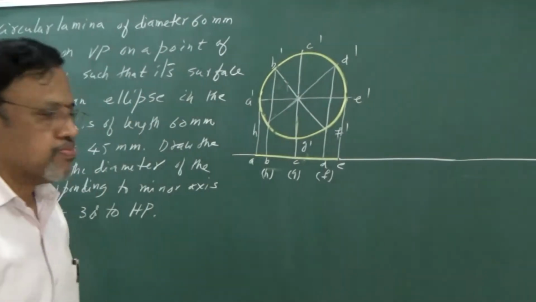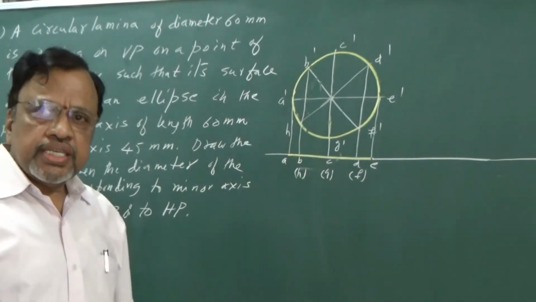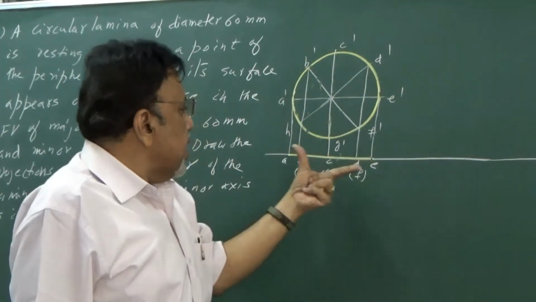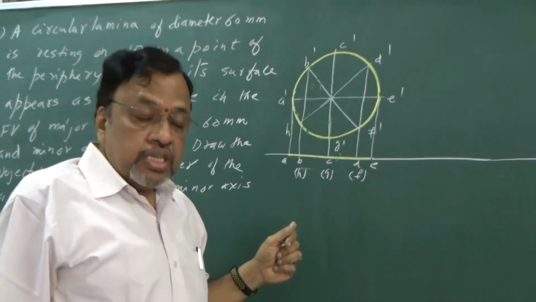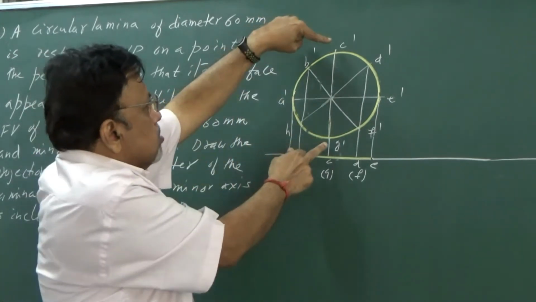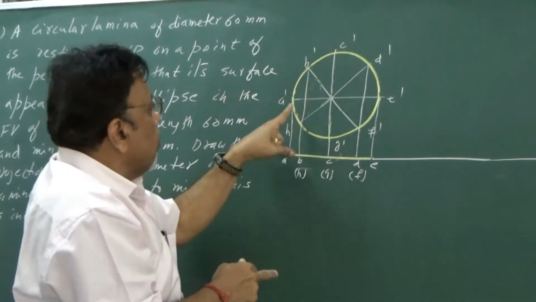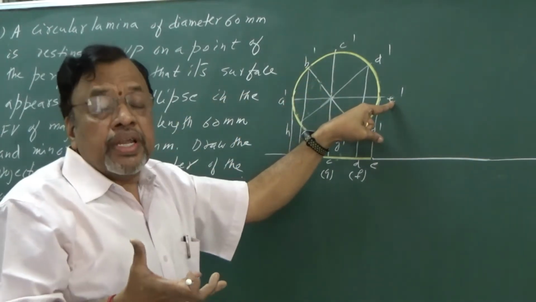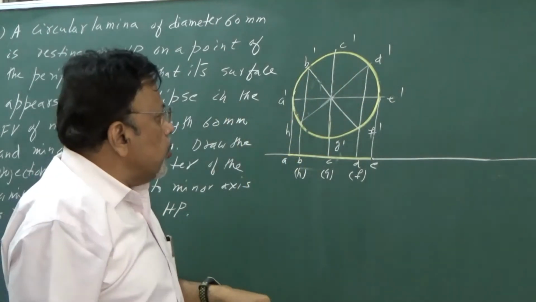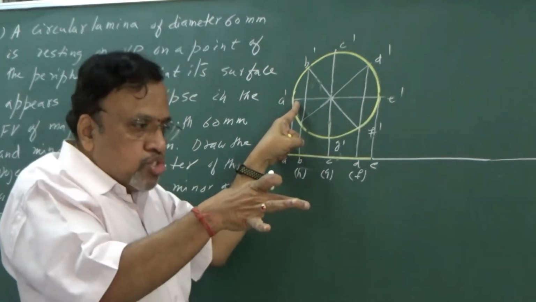Okay, now what is the next step? We know that this particular lamina has to be seen as an ellipse. Ellipse of what dimensions? Ellipse of major axis 60 and minor axis 45. As you can see in this figure, this is my major axis, that is CG. AE is the minor axis, the horizontal diameter. So the horizontal diameter is going to compress, and I am going to get the minor axis for AE only. That is, AE has to become smaller.